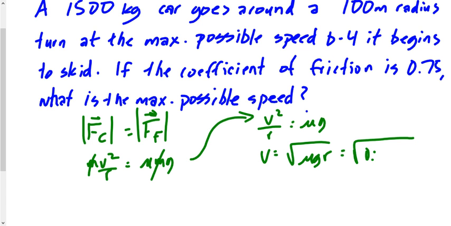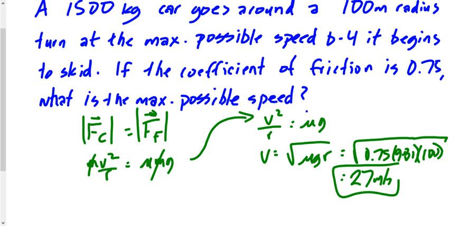Square root of 0.75 times 9.81 times r was 100. I think when we did that, I think it worked out to be 27, wasn't it? 27 meters per second. Okay, how many people got 27 for that?